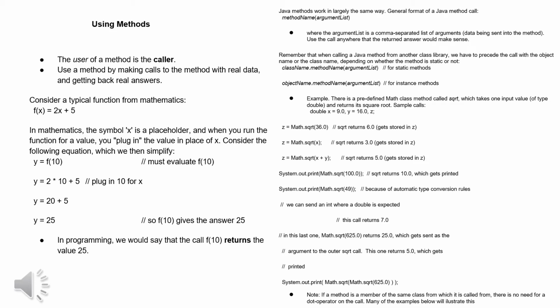So let's see how we can use methods. First, you need to know the general format of a Java method call. You need to write down the method name and parentheses, and inside the parentheses, the argument list. This argument list is a list of arguments that are comma separated.